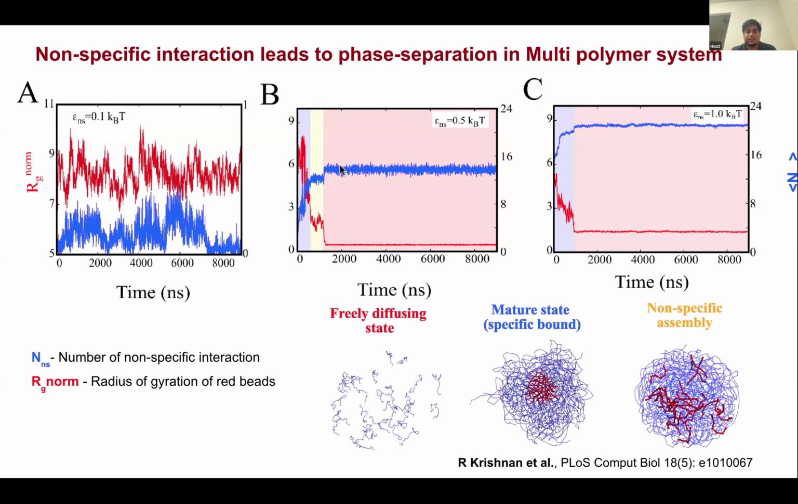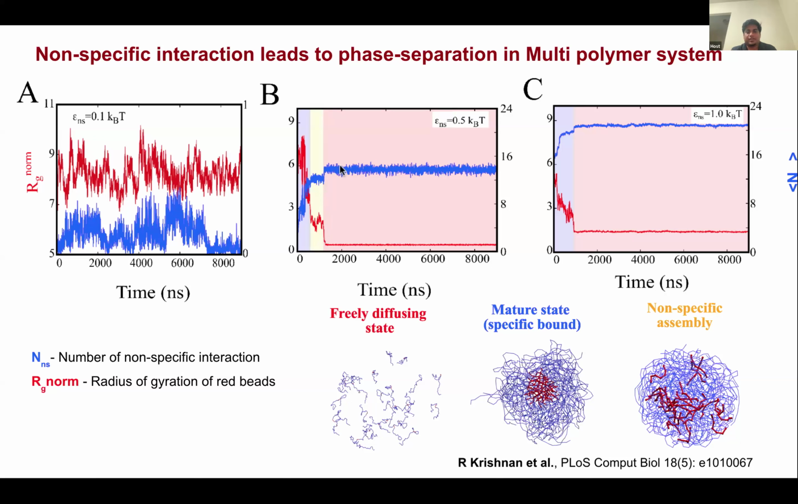So what we claim here is that there is an ideal interaction which guides the polymer to form a mature interaction. Mature interaction is something like beta fibril formation in IDPs like alpha synuclein.